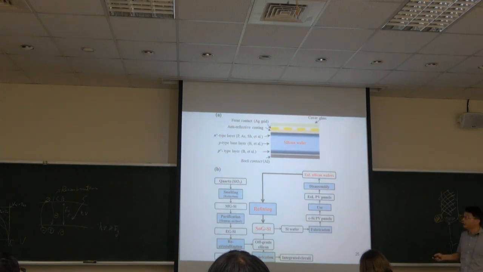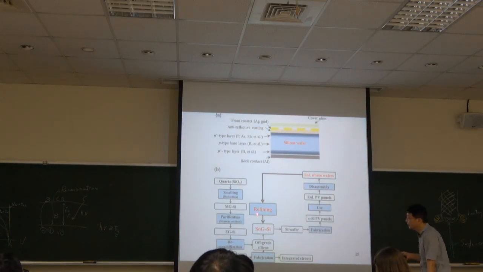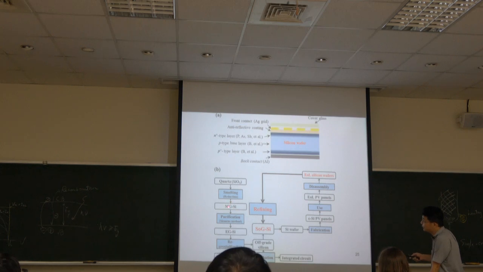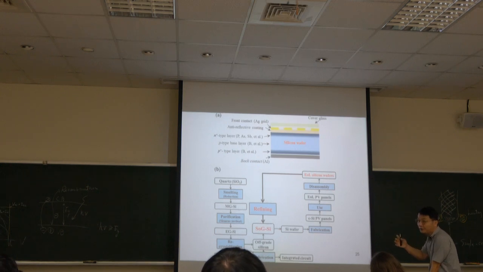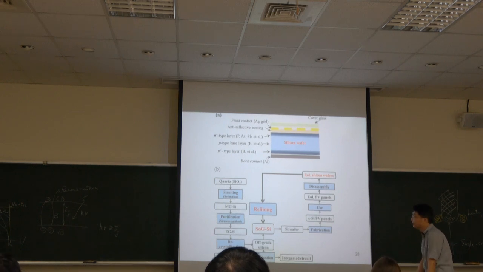Let's talk about the usual process. Metallurgical-grade silicon, MG silicon, we have to purify. I just mentioned you can use the float zone process or the zone refining process to purify. But another way is we can use the Siemens process, the Siemens method, which is also one of the processes we can do to purify.